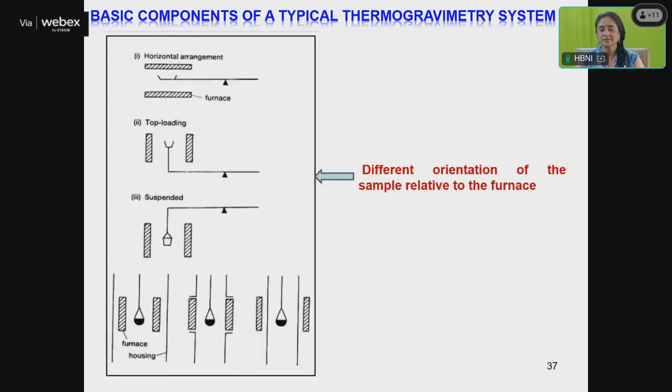So now here I have also shown the different orientations of the sample relative to the furnace. See, this is the furnace, horizontal arrangement. Your balance can be placed like this, or like this, or like this. So these are the various positions, and various advantages are there. Many OEMs, the instrument manufacturers, can have multiple types of furnace arrangement, or many instruments have a single type of furnace arrangement, and each and every position has a particular advantage or disadvantage.